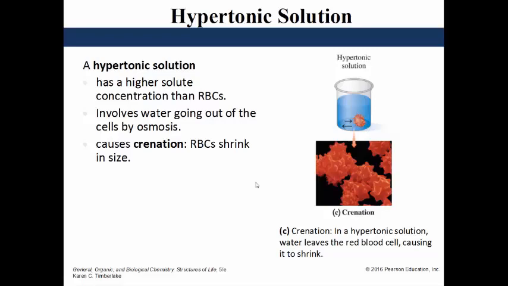So the situation that you do want the red blood cells in is an isotonic solution. There's no net movement of water. So the cells are able to stay their normal shape and be able to function normally. If they're in a hypotonic solution, they will eventually be ruptured and they can't work. If they're in a hypertonic solution, they will eventually shrivel up and then die, and then they can't work.